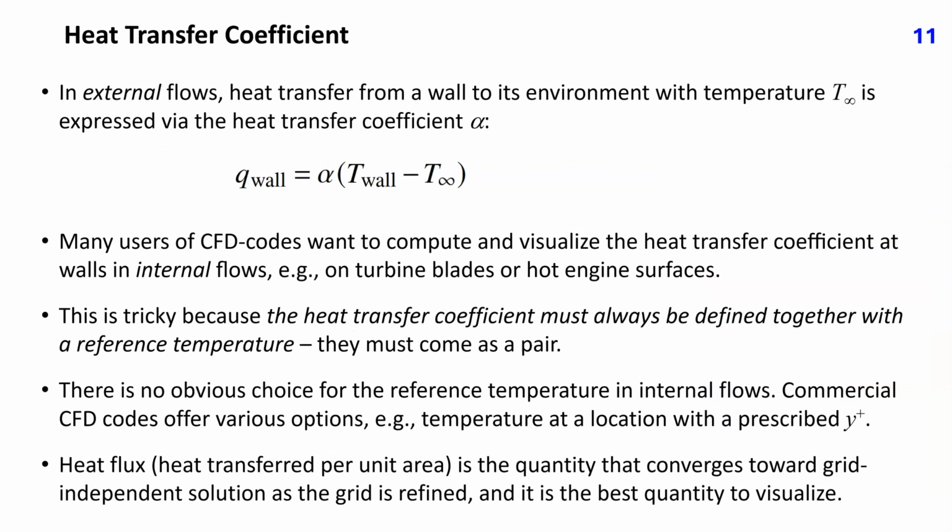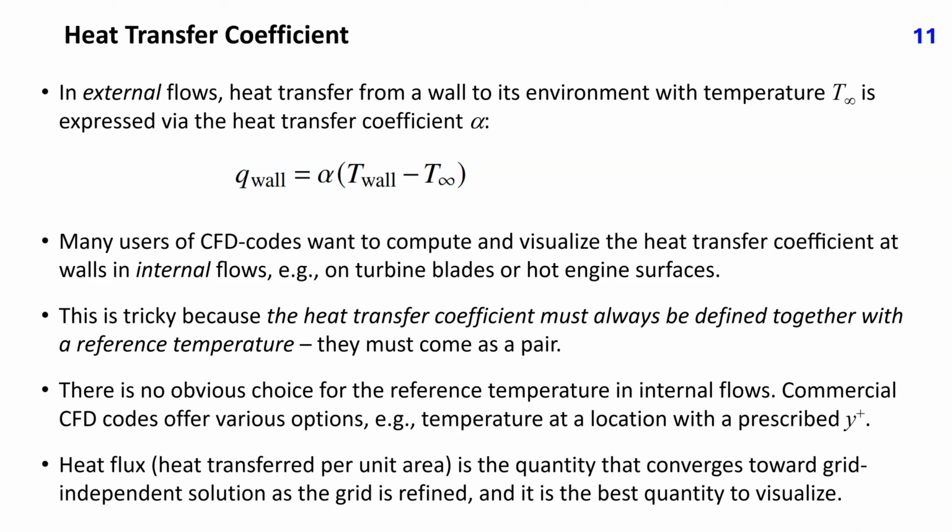In external flows, heat transfer from a wall to its environment with temperature T infinity is expressed via the heat transfer coefficient alpha and the temperature difference between wall and environment. Many users of CFD codes want to compute and visualize the heat transfer coefficient at walls in internal flows, for example on turbine blades or hot engine surfaces. This is tricky because the heat transfer coefficient must always be defined together with the reference temperature. They must come as a pair. There is no obvious choice for the reference temperature in internal flows.